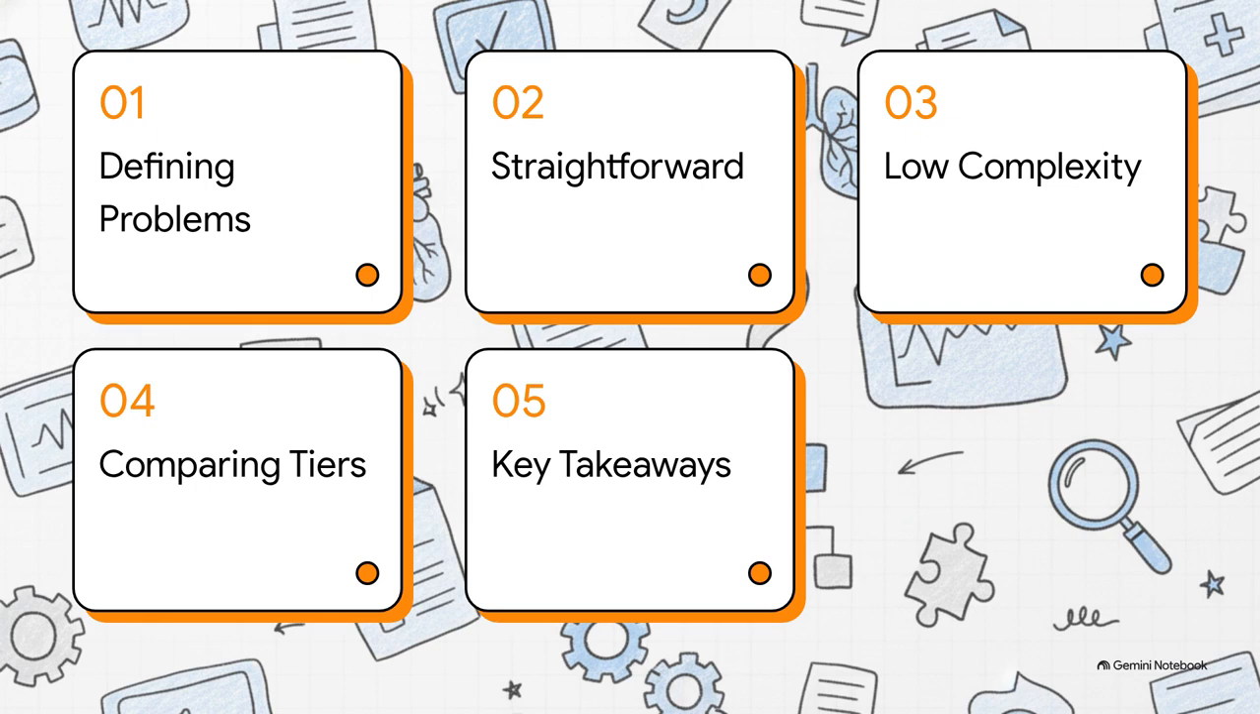All right, here is our roadmap for today's explainer. We're starting with Section 1, defining what a problem addressed actually is. Then we move to Section 2 to decode straightforward complexity, followed by Section 3, where we'll define low complexity problems. In Section 4, we'll put straightforward and low complexity head-to-head, and we will wrap up in Section 5 with some key takeaways and a teaser for Part 6.